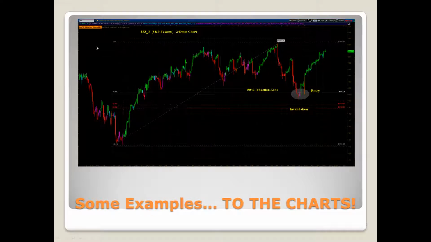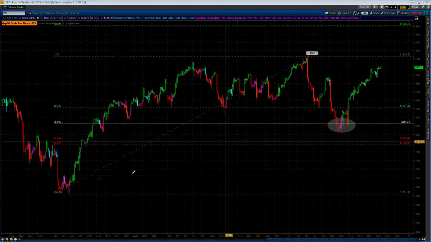So, some examples. Here's the S&P 500. This is a 4-hour chart of 2014 price action. You can see halfway back for the year, just a 50% pullback for the year, traded on the 13th or 15th. It was a weekend. The 50% inflection zone was the buy. Your invalidation is below the 61.8 line, and targets are actually well above. Let's take a look at that now.